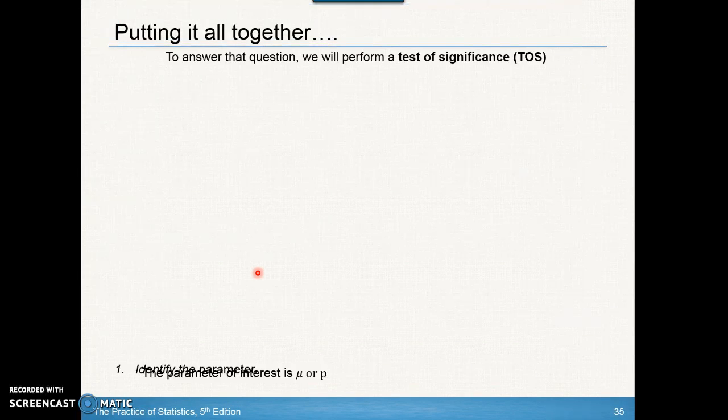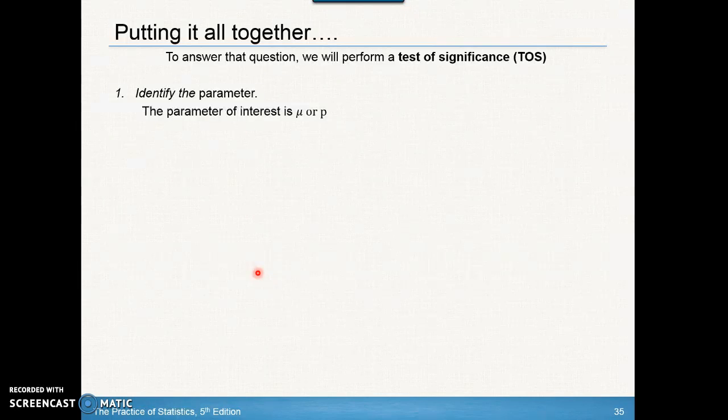Okay, so let's do a test of significance in order to answer that question. Number 1, what you're going to do is identify the parameter. The parameter of interest is mu or p, so we're either looking at a mean or a proportion. This is basically what we did in the last section. We're just stating, okay, what are we trying to find? Is the true mean difference in sweetness loss 1?